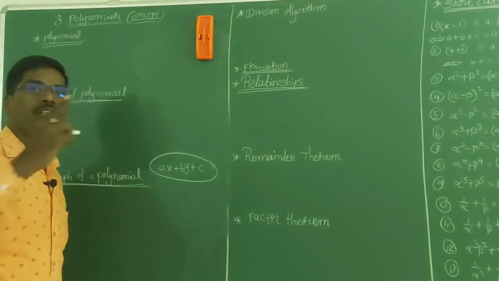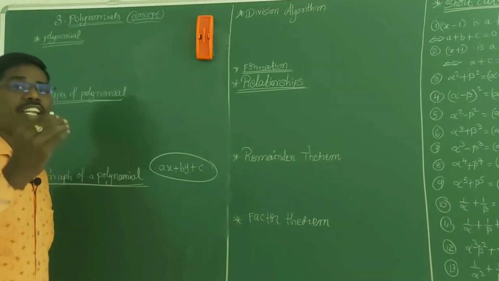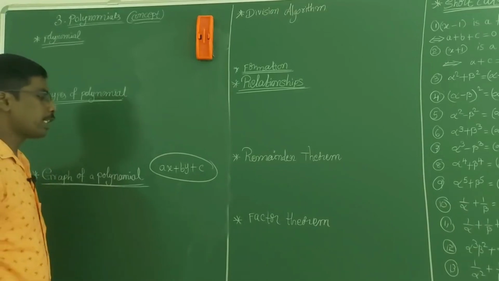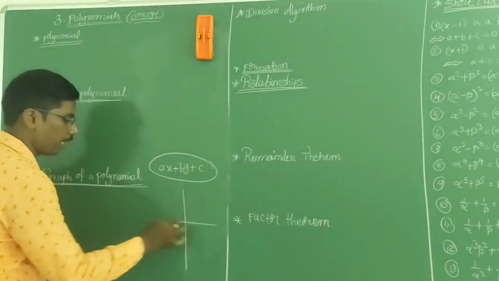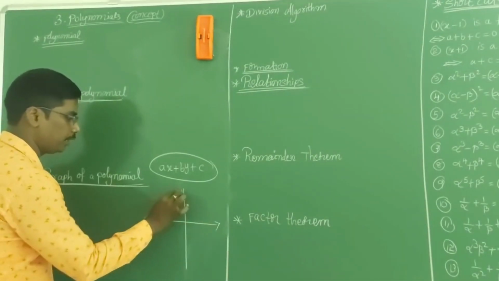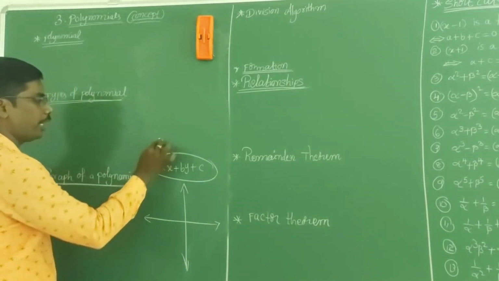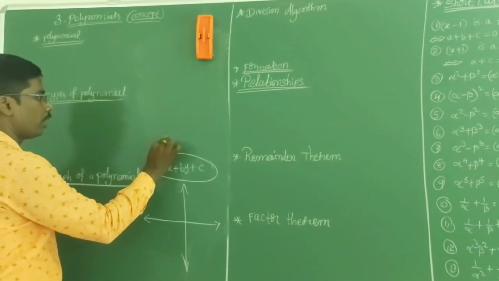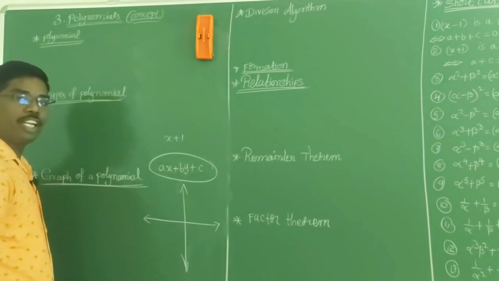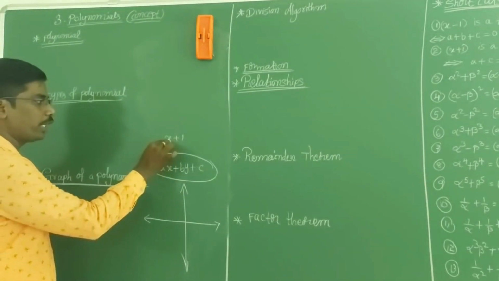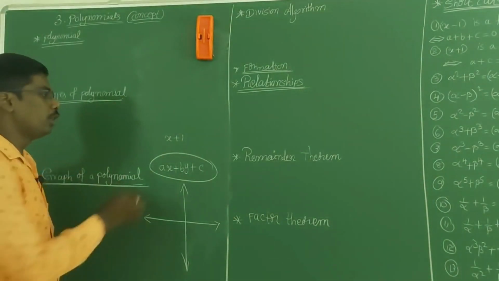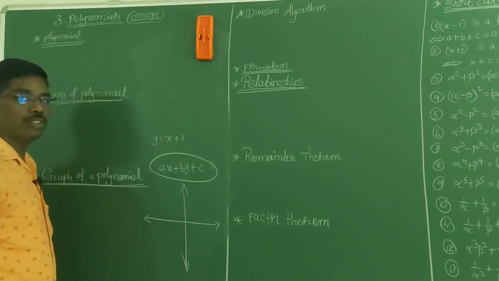this is the linear polynomial. If you take a linear polynomial, you will get a straight line. I will explain in detail. For example, if I take x plus 1, a linear polynomial in one variable, that is y is equal to x plus 1.